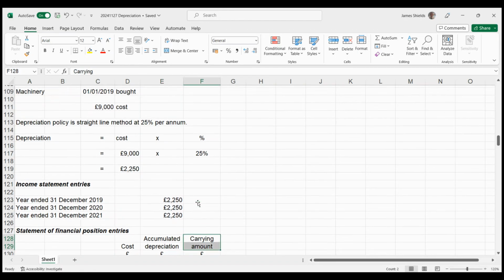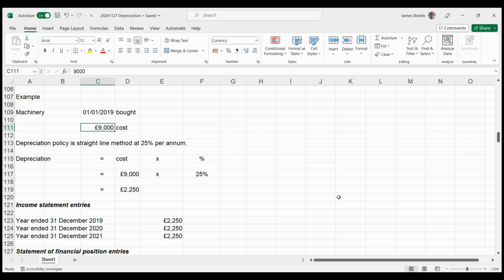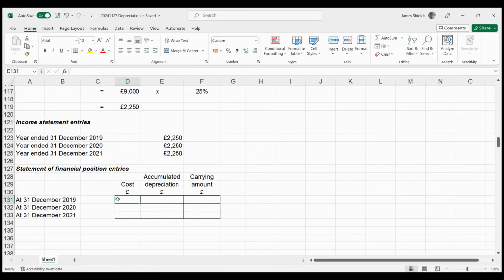So the cost here was £9,000, so that does not change. So the cost here is £9,000 in all 3 years. So the cost has never changed. Accumulated depreciation. So at the 31st December 2019, it is the year ended at 31st December 2019, which is £2,250. At the end of the following year, 31st December 2020, it's the £2,250 from 2019 and £2,250 from 2020. So that's a total of £4,500.